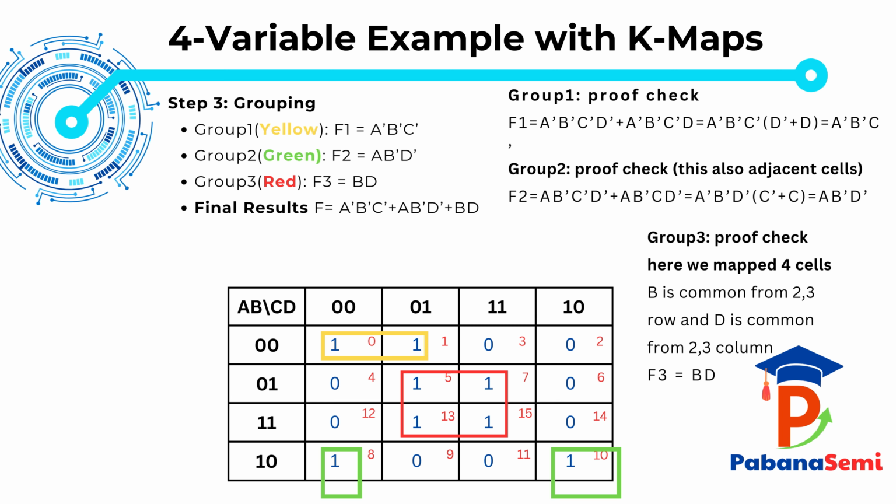Key observation. This example demonstrates valid 2-cell and 4-cell grouping, use of wraparound adjacency, and how proof checks confirm correct simplification. That completes step 3, grouping, for this 4-variable Karnaugh map example.